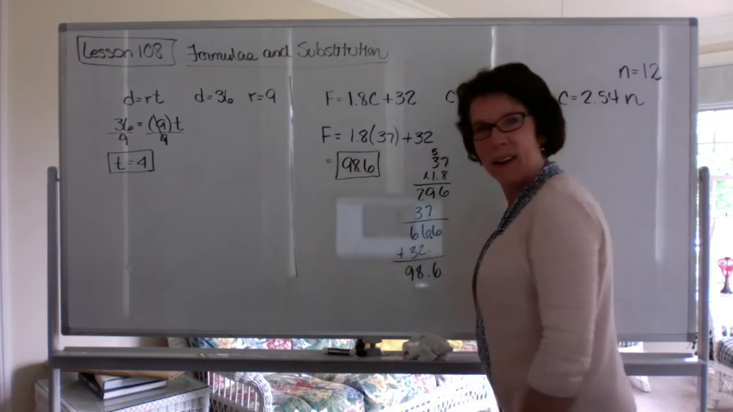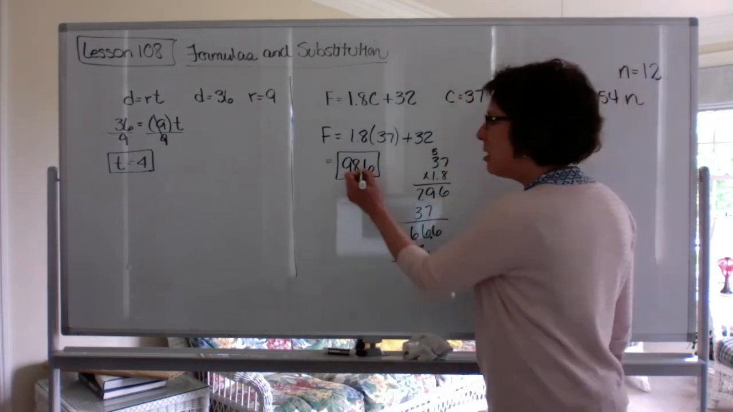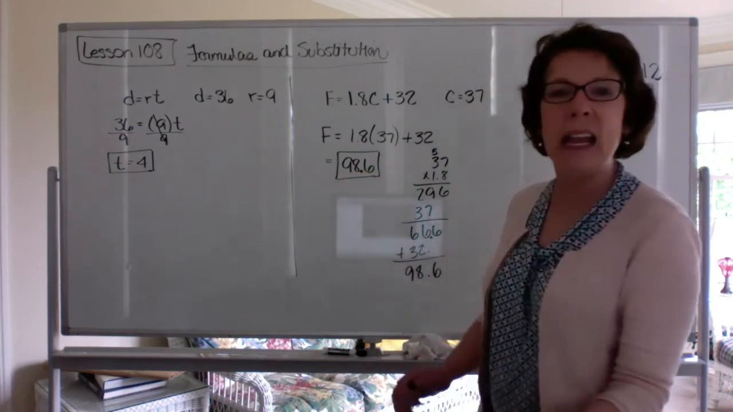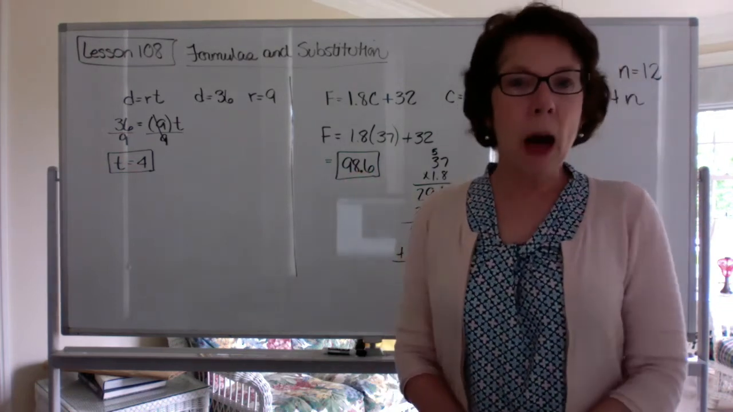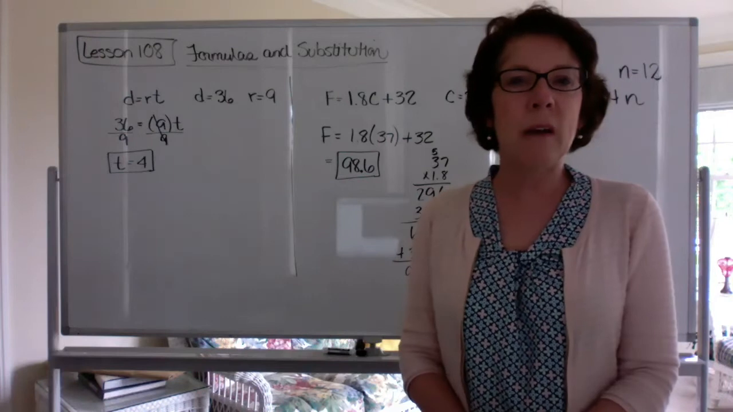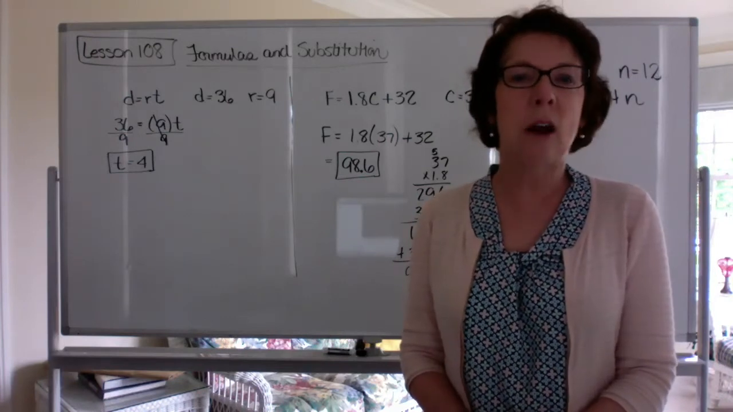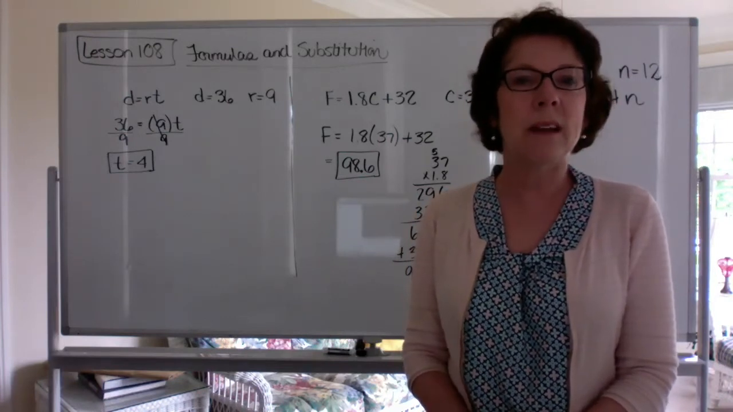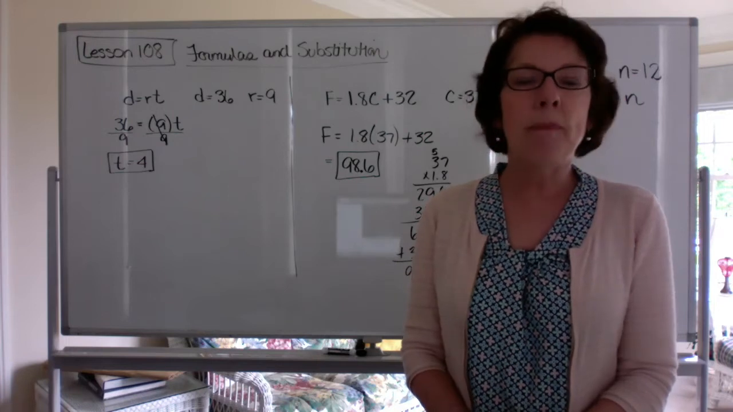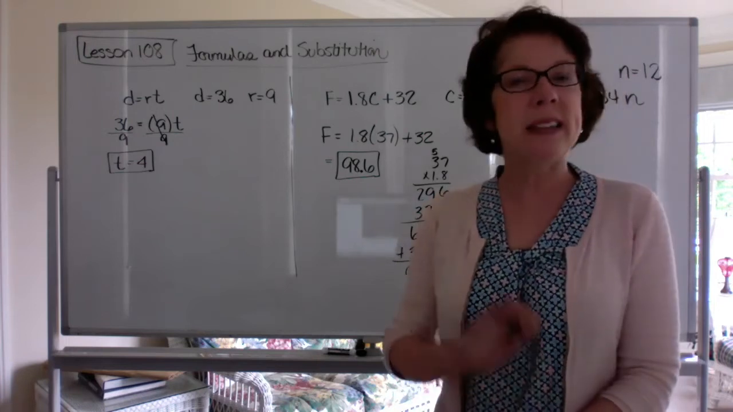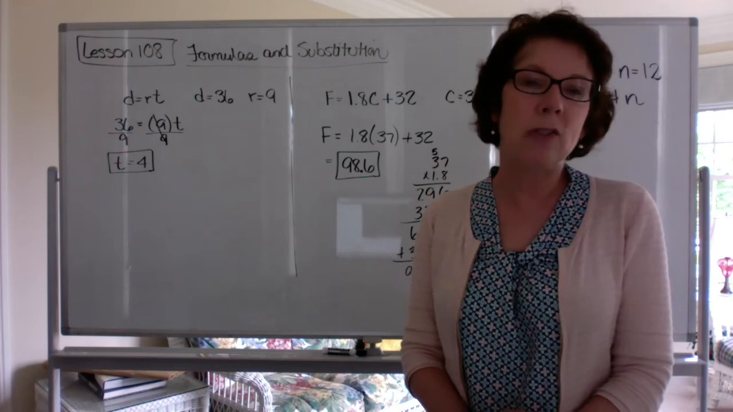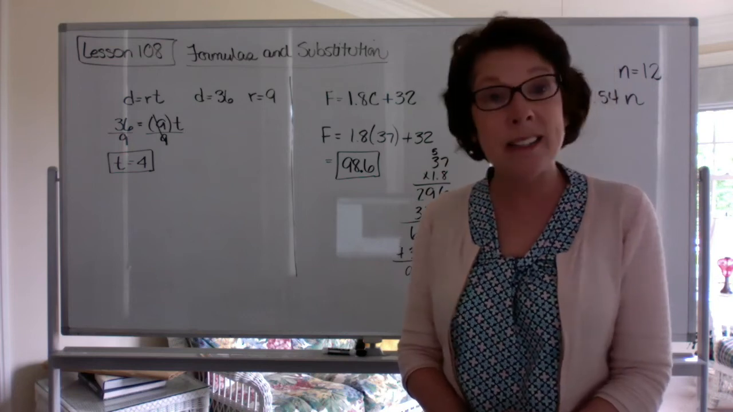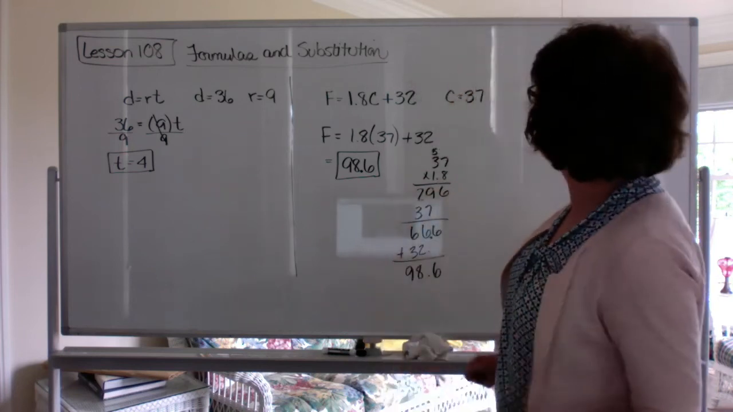Now, does that look familiar to you? 98.6, that is the normal body temperature in degrees Fahrenheit, and 37 is our normal body temperature in degrees Celsius. So we don't have to put units here. They didn't say anything about units, and so we can just write 98.6, but it is degrees. Okay, now let's go to the homework problem.